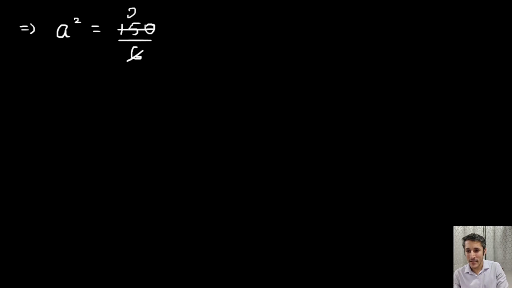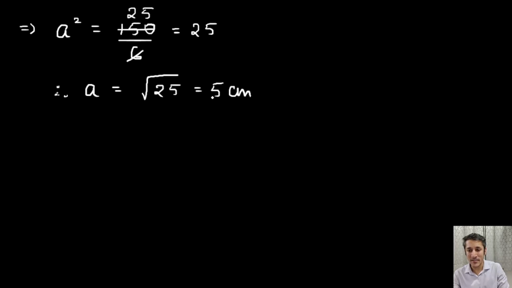Now 150 divided by, we'll move to the next page. So we have A square is, I'll write it down again, 150 divided by 6. And when we simplify, this will come to around 25. So A squared is 25, and therefore A, that is the length of the edge, would be square root of 25, and this will give us 5 centimeter. So this is the answer for the first part. The length of the edge is 5 centimeter.